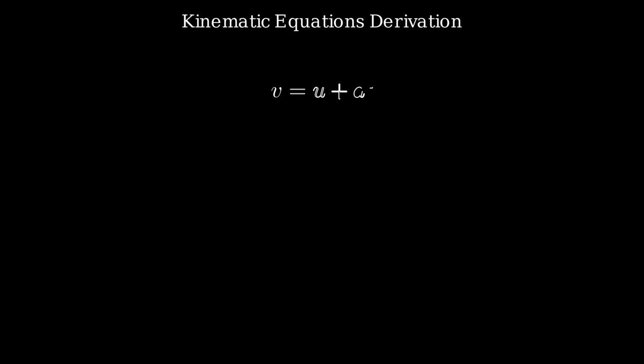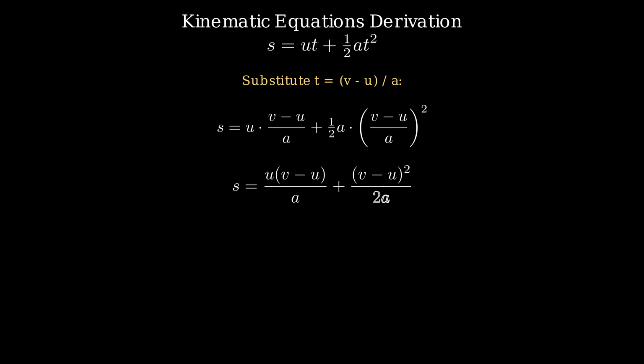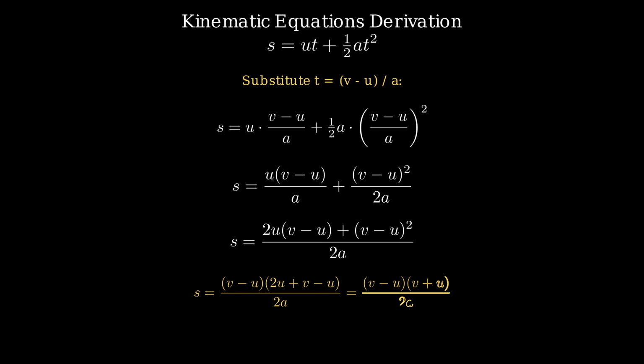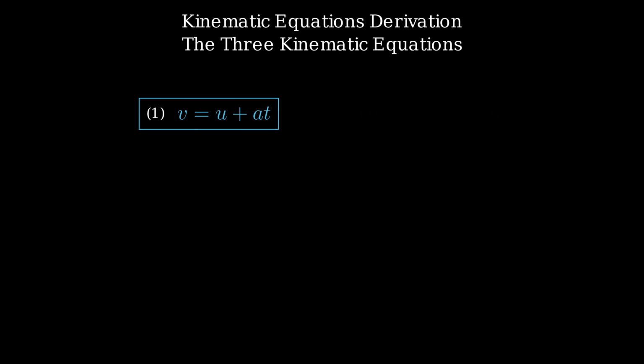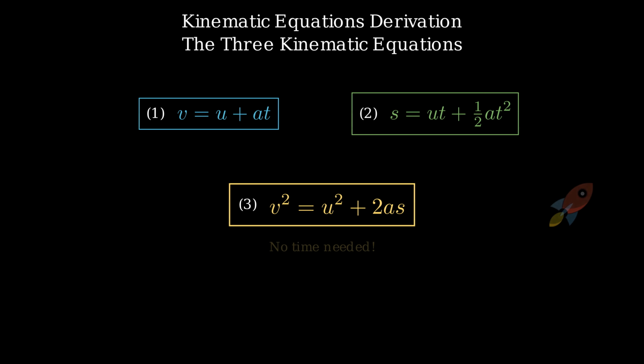To get the third equation, we eliminate time. We start with v equals u plus at and solve for t. Now substitute this expression for t into the second equation, s equals ut plus 1/2 at squared. After simplification, we get v squared equals u squared plus 2as. This third equation is useful when time is not involved.